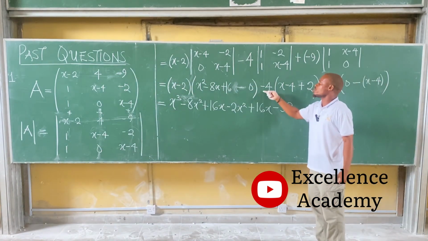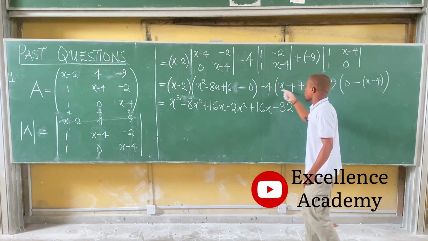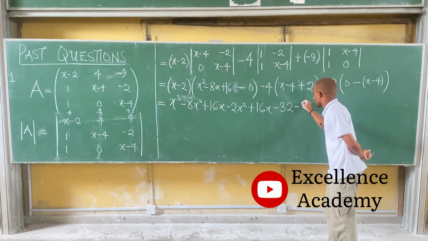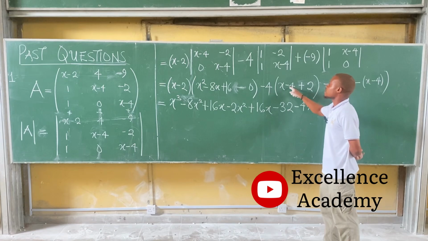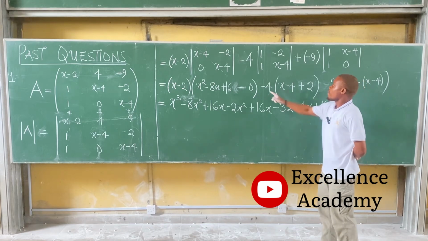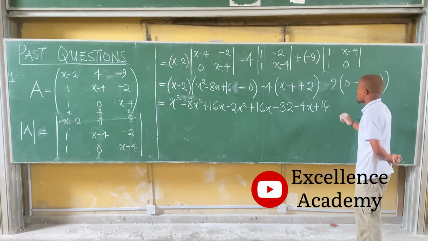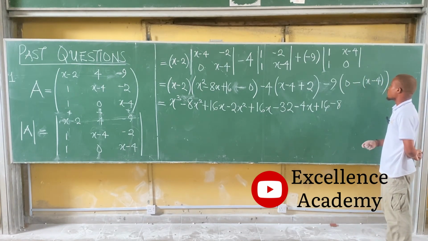Next up, we go over to this. This is minus 0, minus 0. Right? Next up, we go over to this. Minus 4 times x gives me minus 4x. Minus 4 times minus 4 gives me plus 16. Minus 4 times minus 2 gives me minus 8. Right?